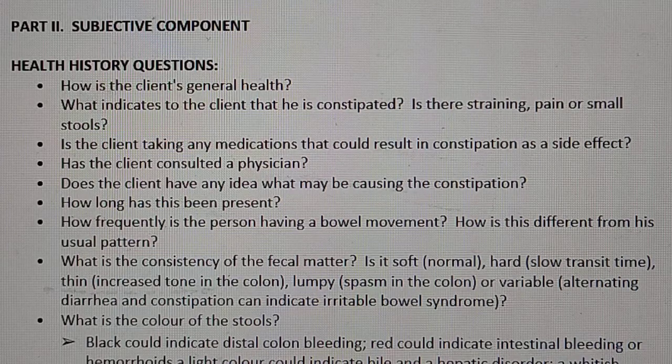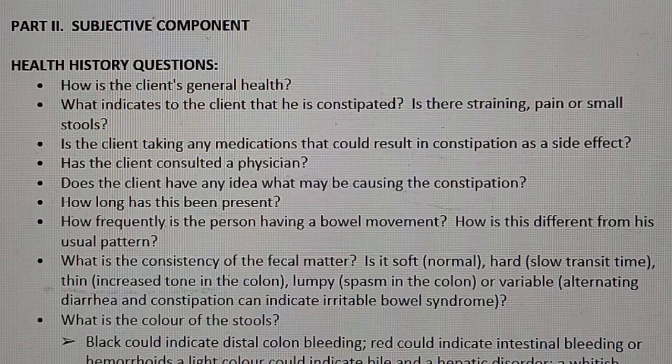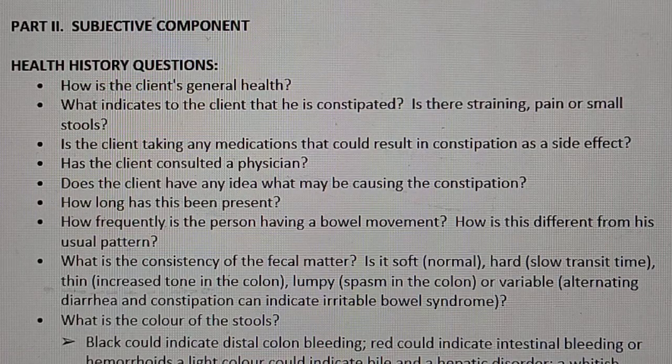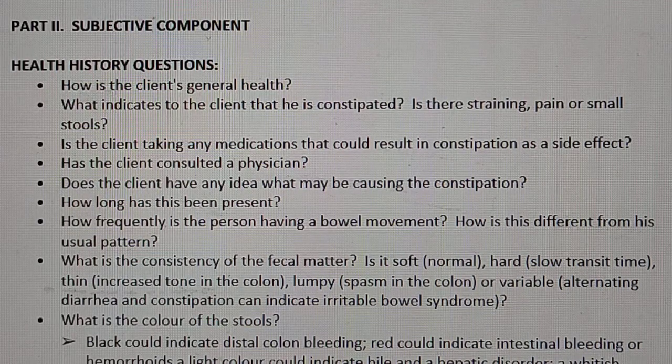Okay, you have to ask this question. Does the client have any idea what may be causing the constipation? You're just going to ask this client as well. How long has this been present? So how long has the constipation problem been there, or the client has been suffering? How frequently is the person having a bowel movement? So how often does the client have a bowel movement, like in a day?